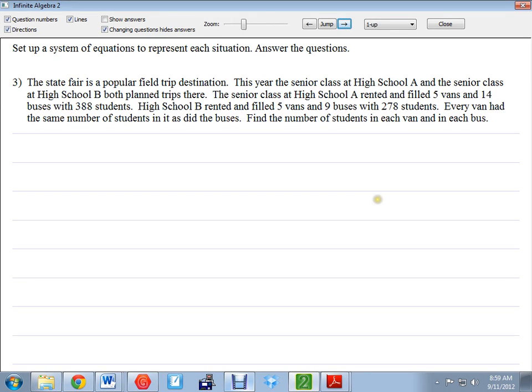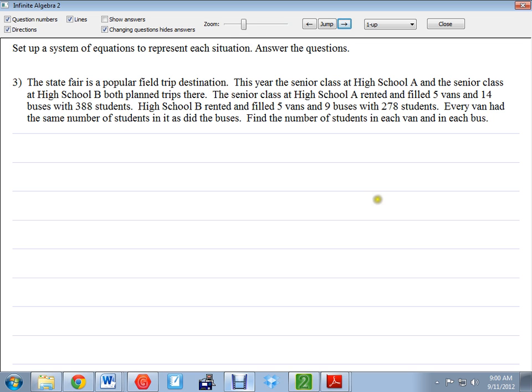When doing system of equation word problems, it's important to find all your important information in the problem and highlight that. So I'm going to read through this problem. We're going to underline the important pieces of information for each situation that shows up. We're talking about a state fair, a popular field trip destination. That's not important at all.